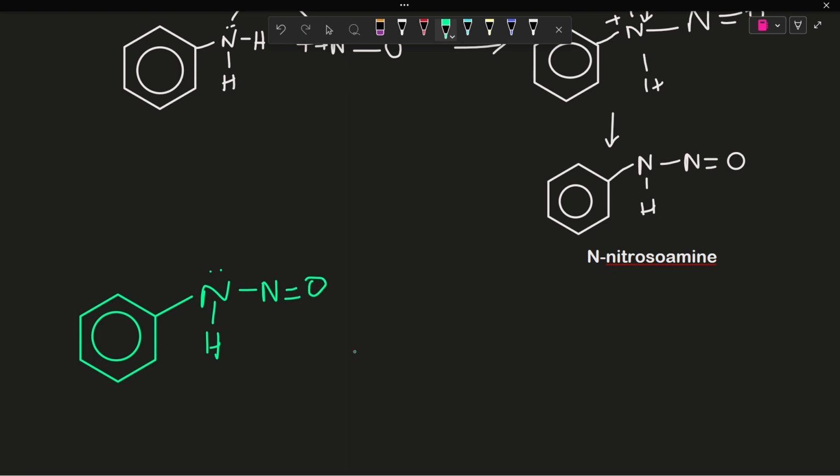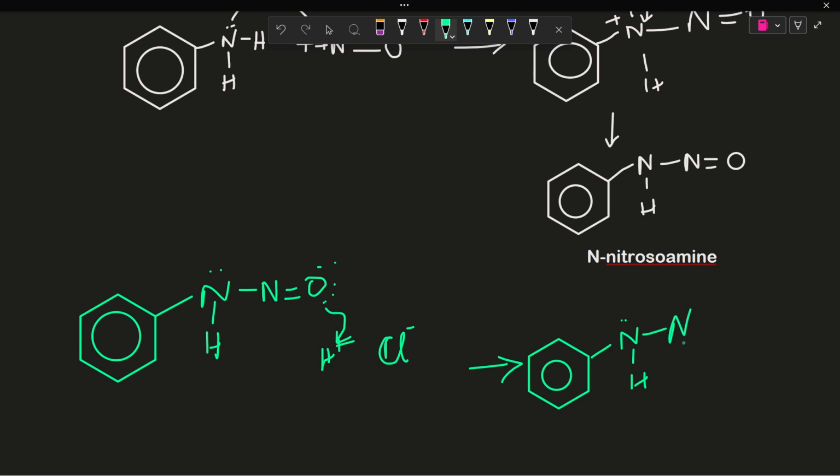Fine. Now what would happen? H positive and Cl negative, they are always there. Fine. This oxygen will be donating its lone pair to this hydrogen, and what we will get is something like this. And H over here, lone pair on this nitrogen, then N, then double bonded oxygen, then H, and then a positive charge on oxygen. Fine.